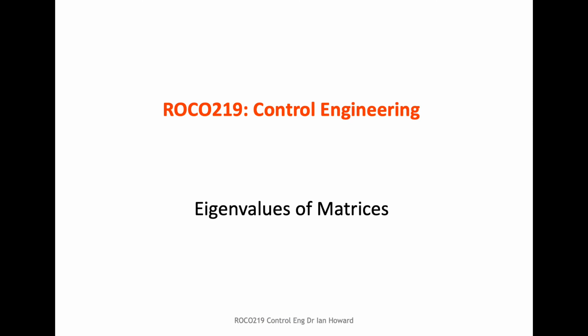Okay, now I'm going to talk about eigenvalues, and we're going to talk about eigenvalues because they're very important descriptions of state space models. We'll see that the eigenvalues of the A matrix in the state space equation x dot equals Ax plus Bu relate to the stability and lots of properties of the system. What is the eigenvalue problem?